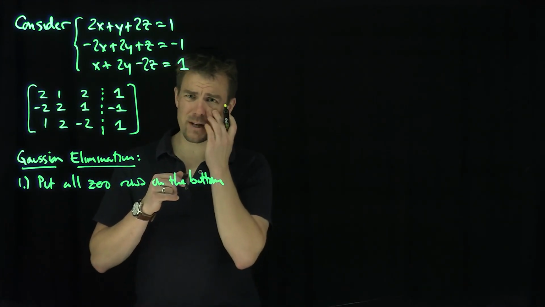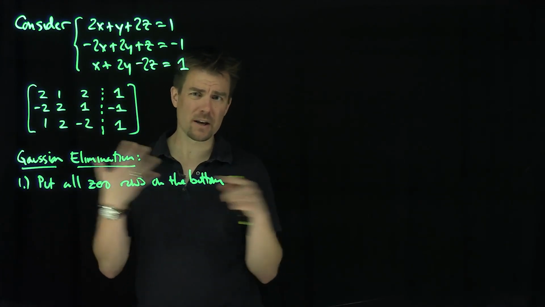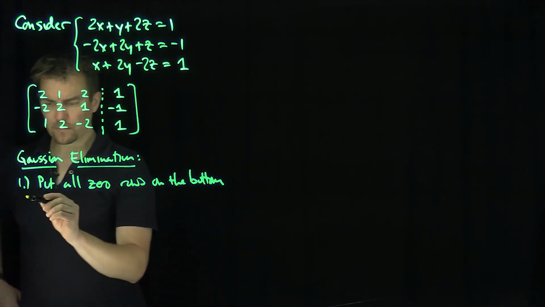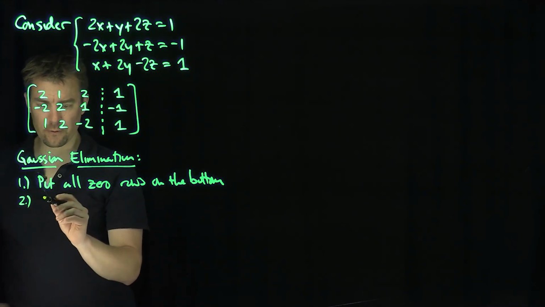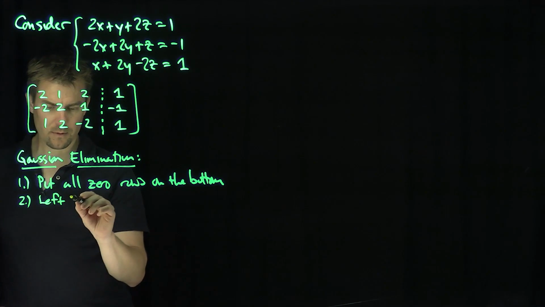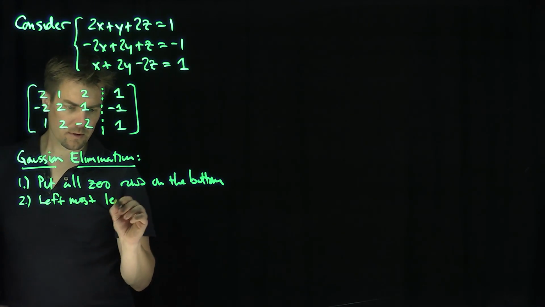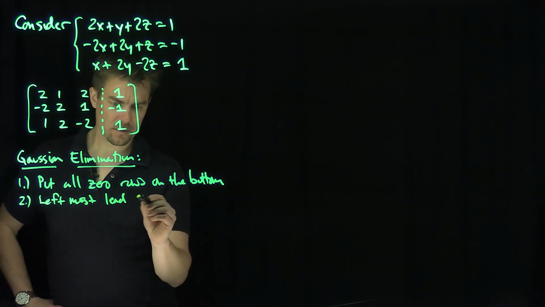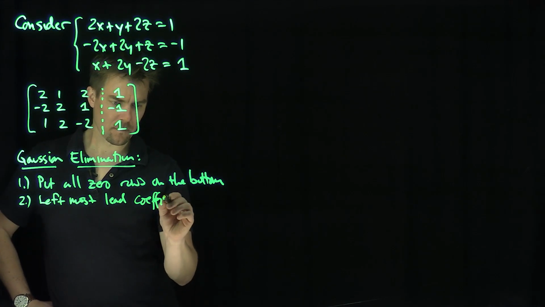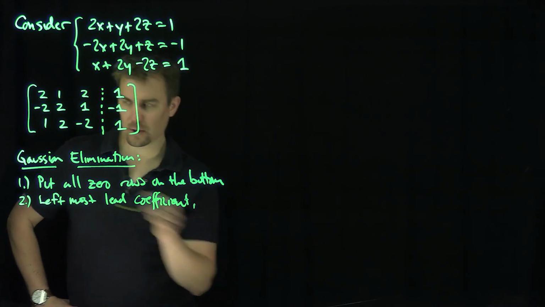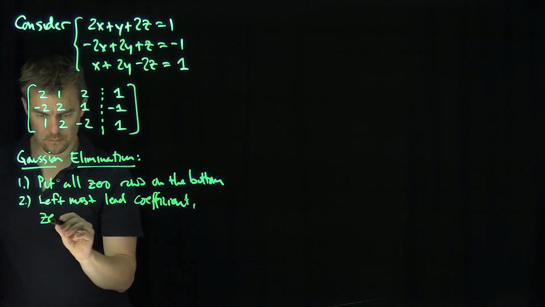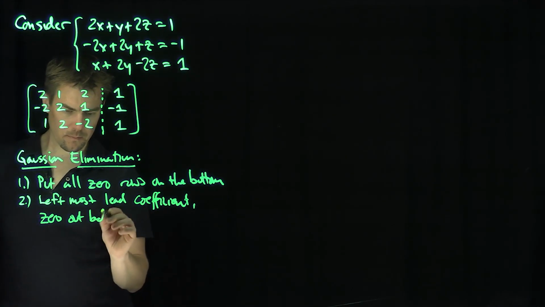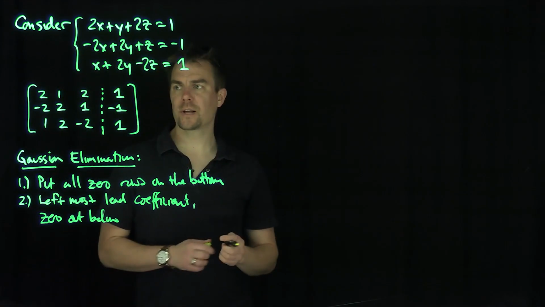Because what will tend to happen is that if you have all 0 rows, it won't tell you any other useful information, right? Step 2, starting with the first, leftmost lead coefficient, 0 out below it. Okay, great. So that's easy to 0 out below.